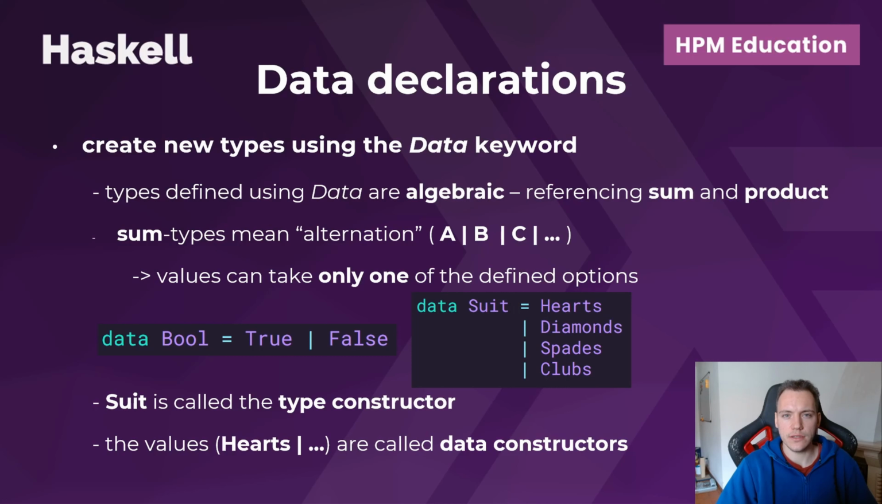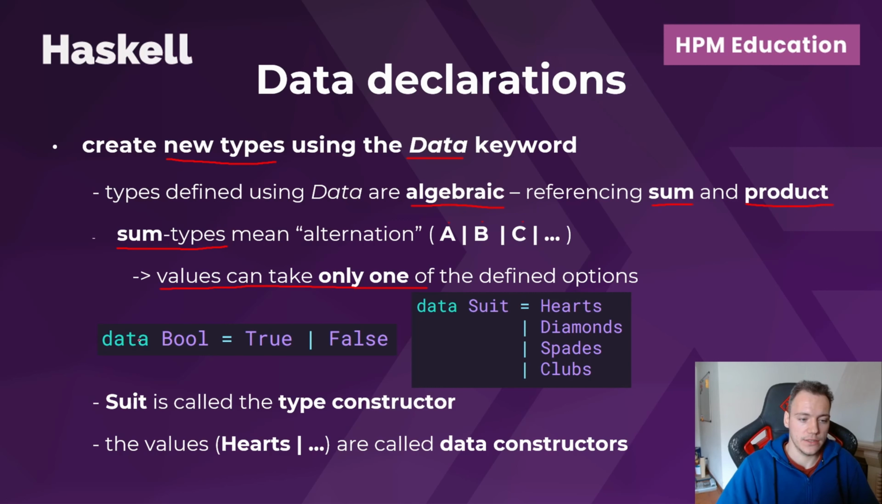Now let's take a look at data declarations, which are more complex than type synonyms because they create actual new types. And this is done using the data keyword. Types defined using the data keyword are algebraic, because they reference sum and product from algebra. In the case of algebraic data types, sum types represent alternation. So they are defined as a list of options such as A or B or C, and values of the sum type can take only one of the defined options.